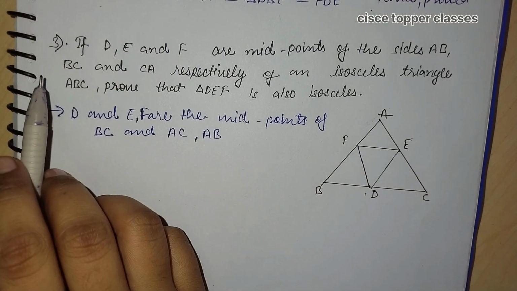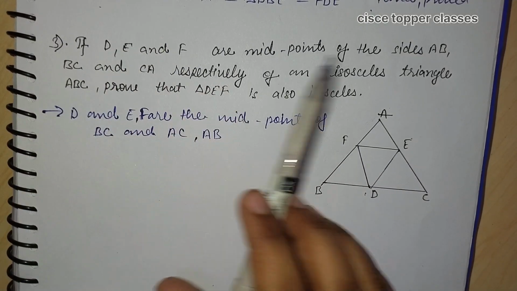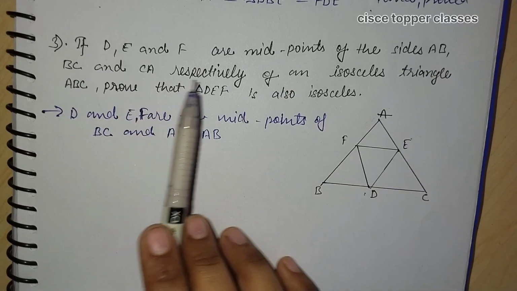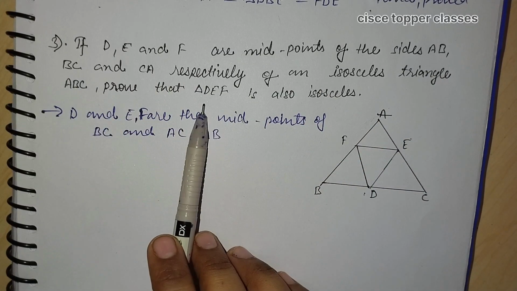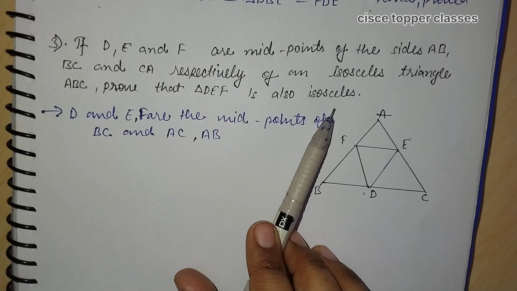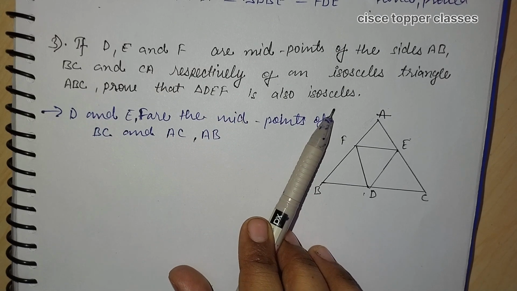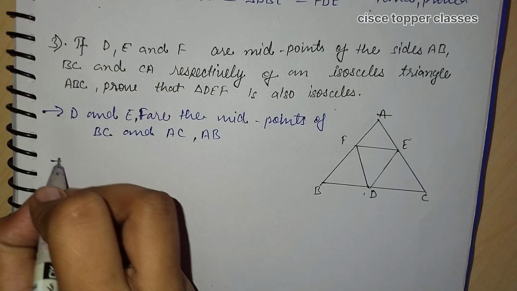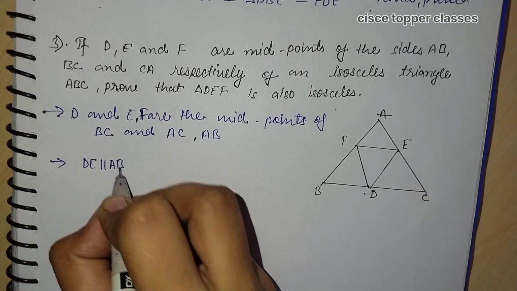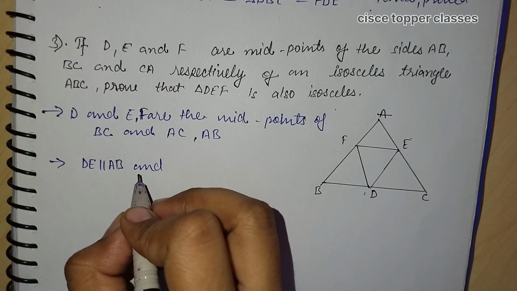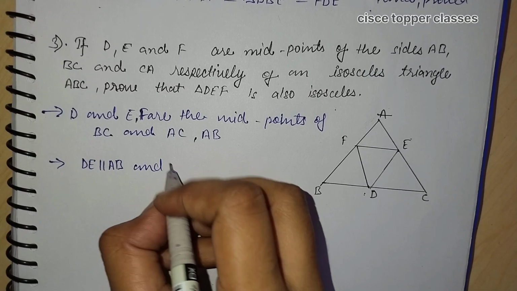Let us solve the third question here. If D, E, F are the midpoints of sides AB, BC and CA respectively of an isosceles triangle ABC, then prove that triangle DEF is also isosceles. To prove that, firstly, DE is parallel to AC, because D and E are the midpoints of the sides respectively.